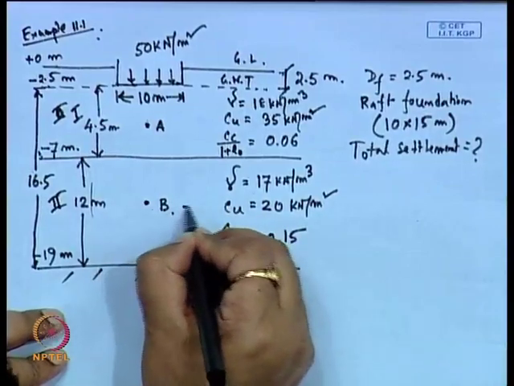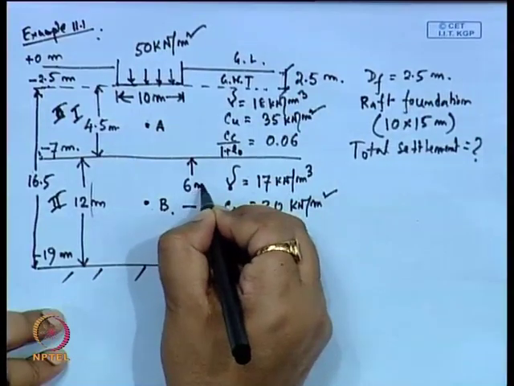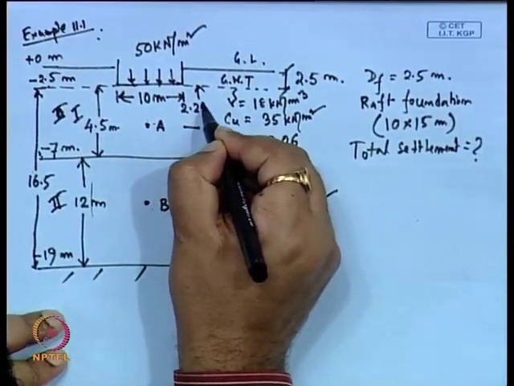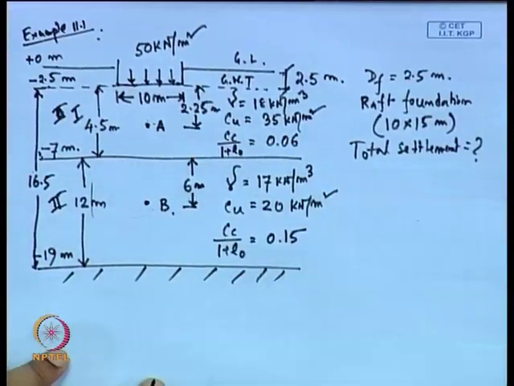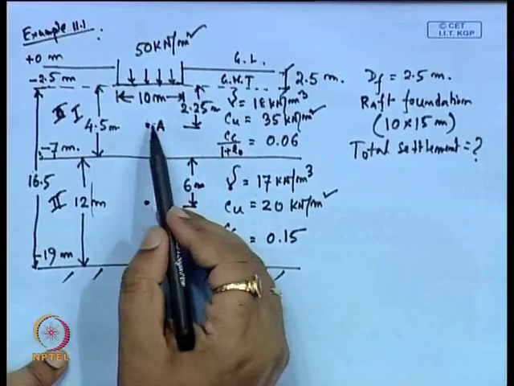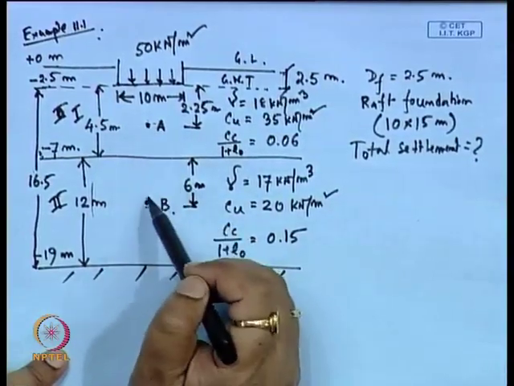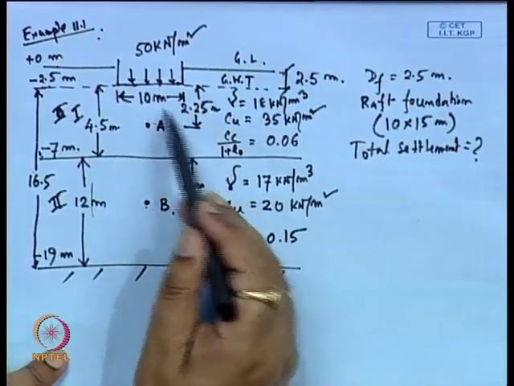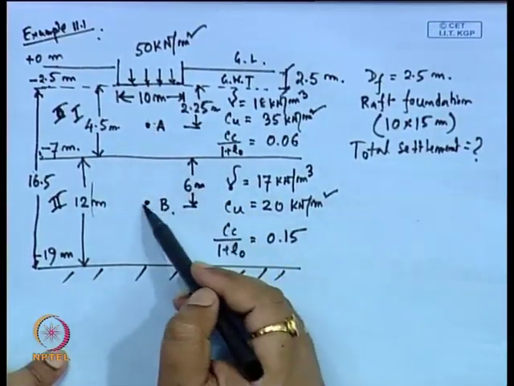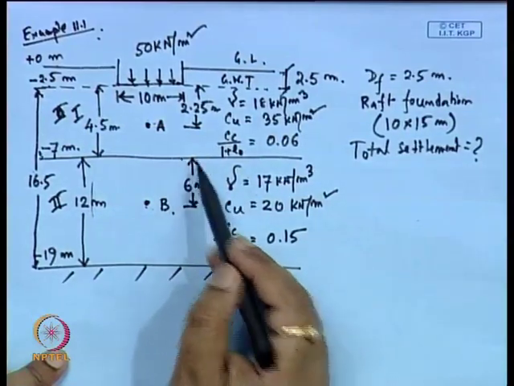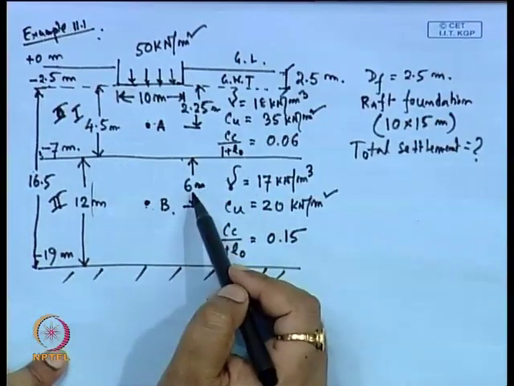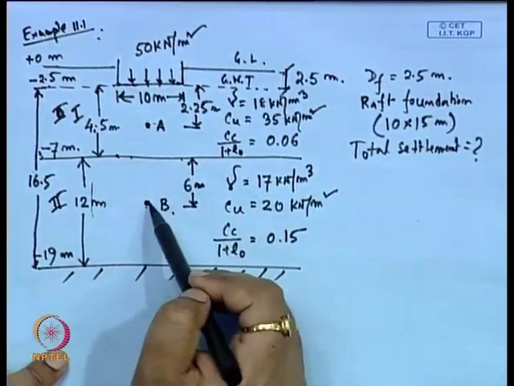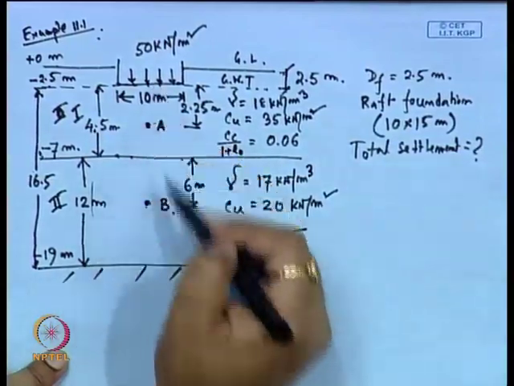So, this B is 6 meter from the top of the second layer, and point A is at a depth of 2.25 meter from the base of the footing. So, we have considered the two points, A and B. At these two points we will calculate the consolidation settlement. Point A is 2.25 meter from the base of the footing, and point B is 6 meter from the top of the second layer, or 10.5 meter from the base of the footing. It is 4.5 meter from the base of the footing to the top of the second layer, and from the top of the second layer it is 6 meter. So, the total will be 10.5 meter from the base of the footing.